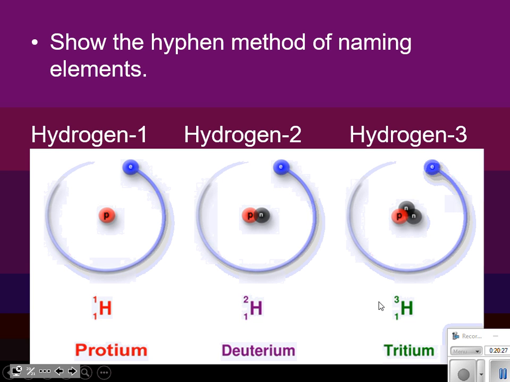Remember, what is changing is the number of neutrons. If we change the number of protons, we have a different element. Because if it has 2 protons, it's helium. So we can't change the number of protons in the isotopes. It's always the number of neutrons.